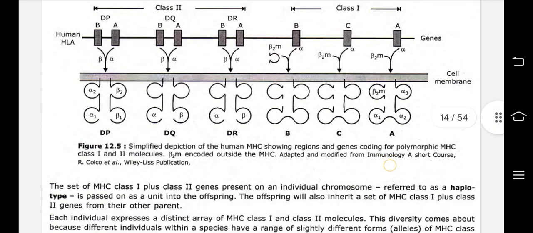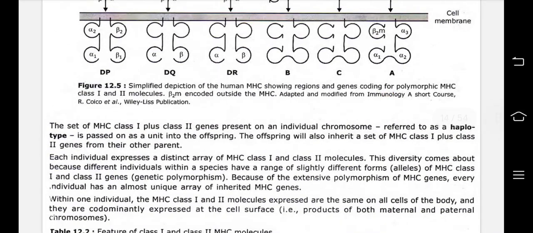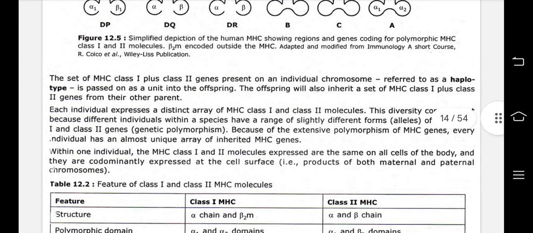A set of MHC class 1 plus class 2 genes present on an individual chromosome is referred to as a haplotype, and is passed on as a unit to the offspring. The offspring will also inherit a set of MHC class 1 plus class 2 genes from their other parent. Each individual expresses a distinct array of MHC class 1 and class 2 molecules.